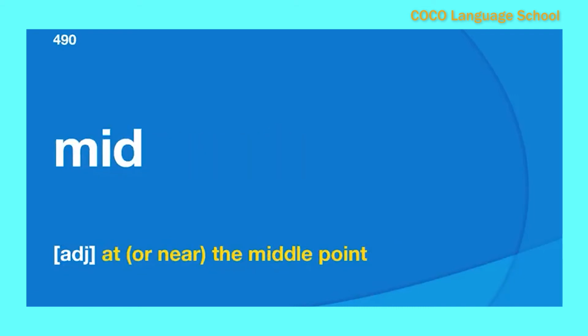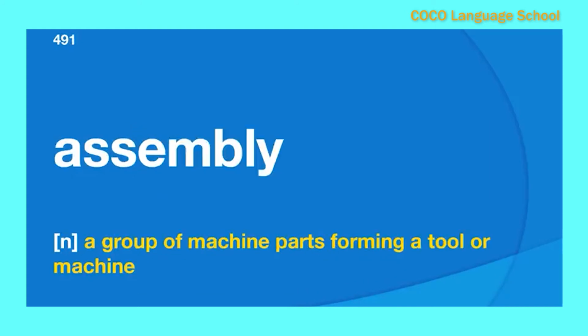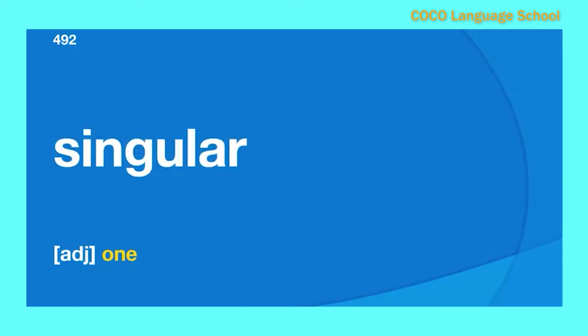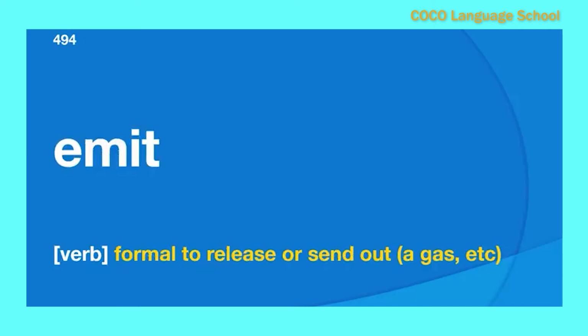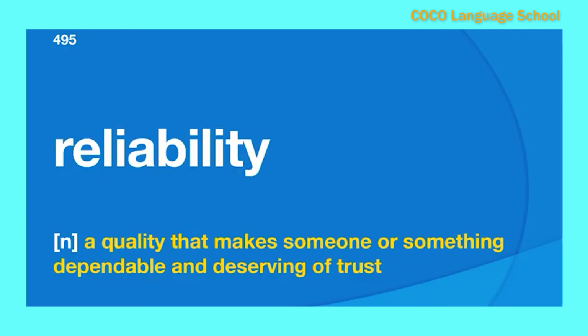At the middle point. Mid. A group of machine parts forming a tool or a machine. Assembly. One. Singular. Being present and able to be used. Availability. Formal, to release or send out. Emit. A quality that makes someone or something dependable and deserving of trust. Reliability.